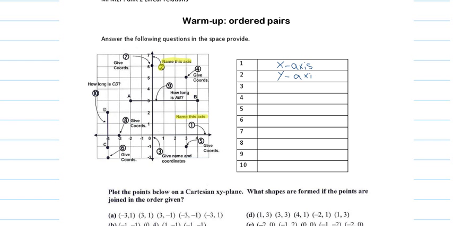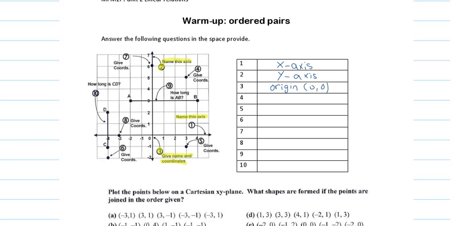Number 3 is right here, and it's asking you to give the name and the coordinates of that point. It's called the origin, and what's the coordinate for it? 0, 0, right? Remember that a coordinate has both values, x and y, so you can't just write the coordinate for one value, okay?